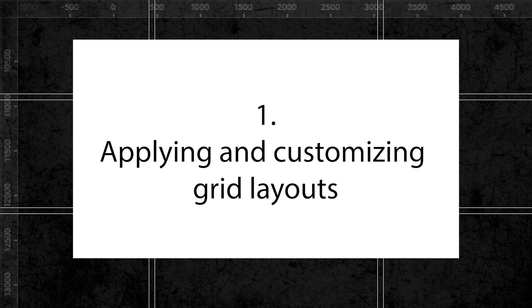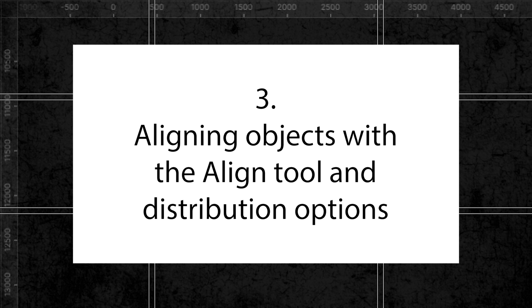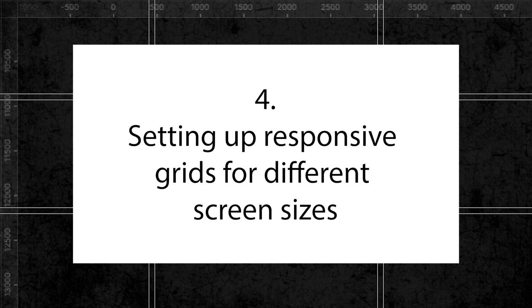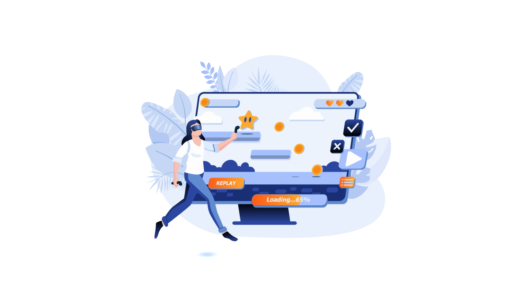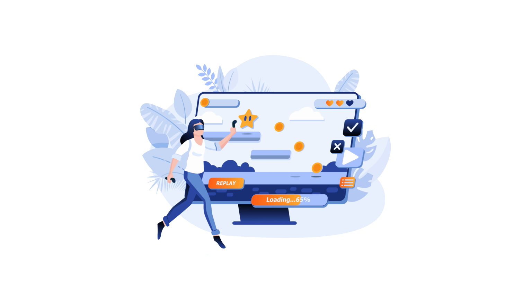So here's what we'll cover today. First, applying and customizing grid layouts. Second, using rulers, guides, and snapping for precision. Third, aligning objects with the Align tool and distribution options. Fourth, setting up responsive grids for different screen sizes. By the end of this tutorial, you'll be able to design with confidence, knowing that your layout will always be aligned and consistent across all screen sizes.